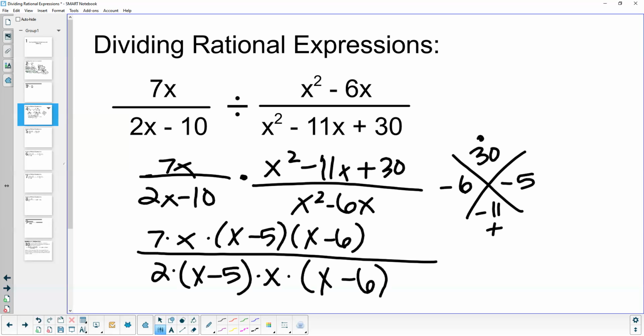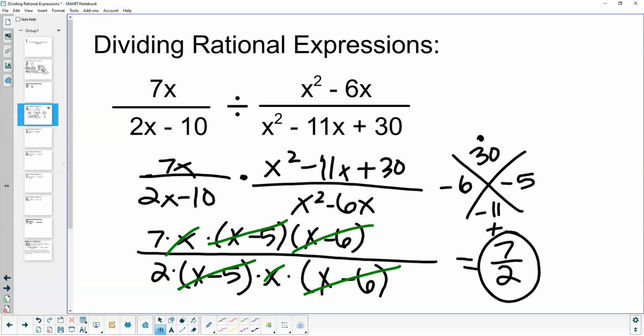So then what we want to do is simplify and cancel out all those things that are the same on top and bottom. So we can simplify this x minus 5, cancel out our x minus 6's, and what are we left with? Well, none other than we're left with simply 7/2. Wow, I never would have guessed that 7x over 2x minus 10 divided by x squared minus 6x over x squared minus 11x plus 30 would simplify into 7/2.